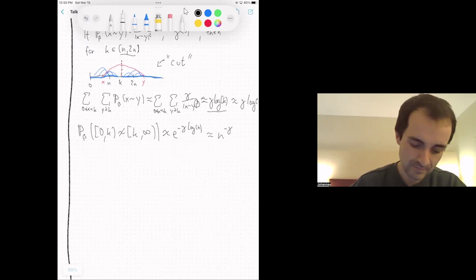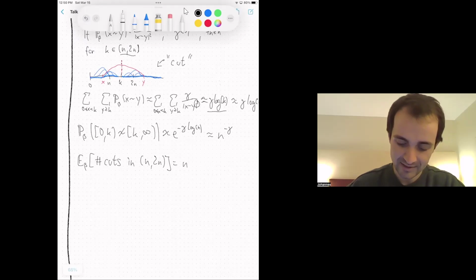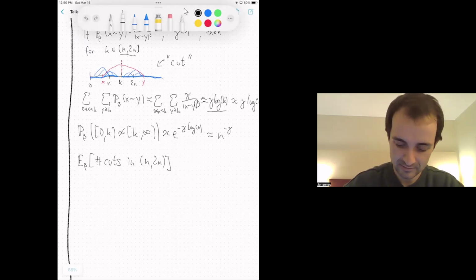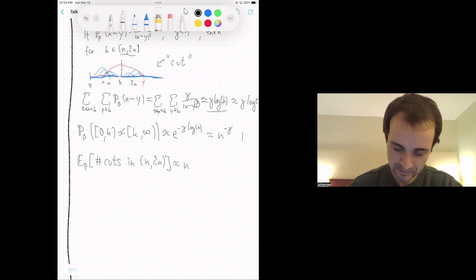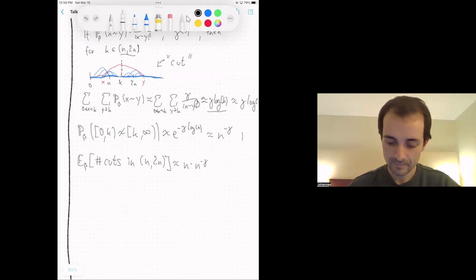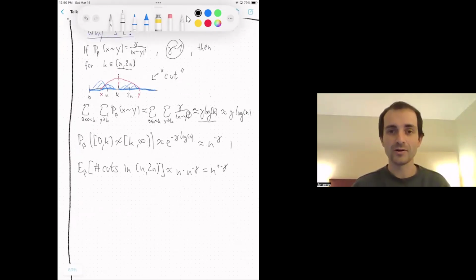Okay, but now let's count the expected number of cuts between n and 2n. We just get, by linearity of expectation, approximately n times n to the minus gamma. So you have n many possibilities, and for each possibility, the probability of having a cut is approximately n to the minus gamma. So that's n to the 1 minus gamma. And here we see why I chose this gamma less than 1. If gamma is less than 1, then the expected number of cuts is relatively big.